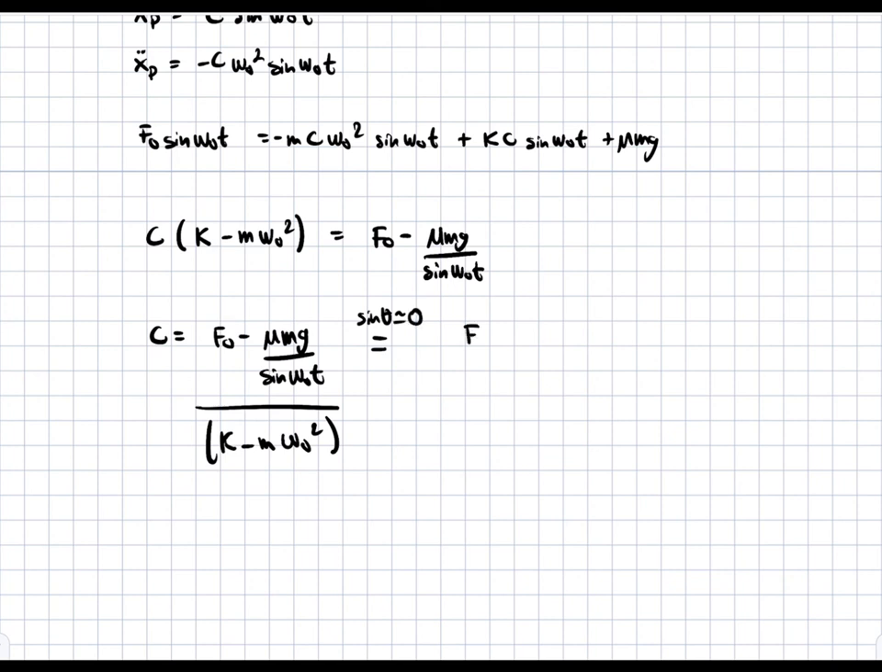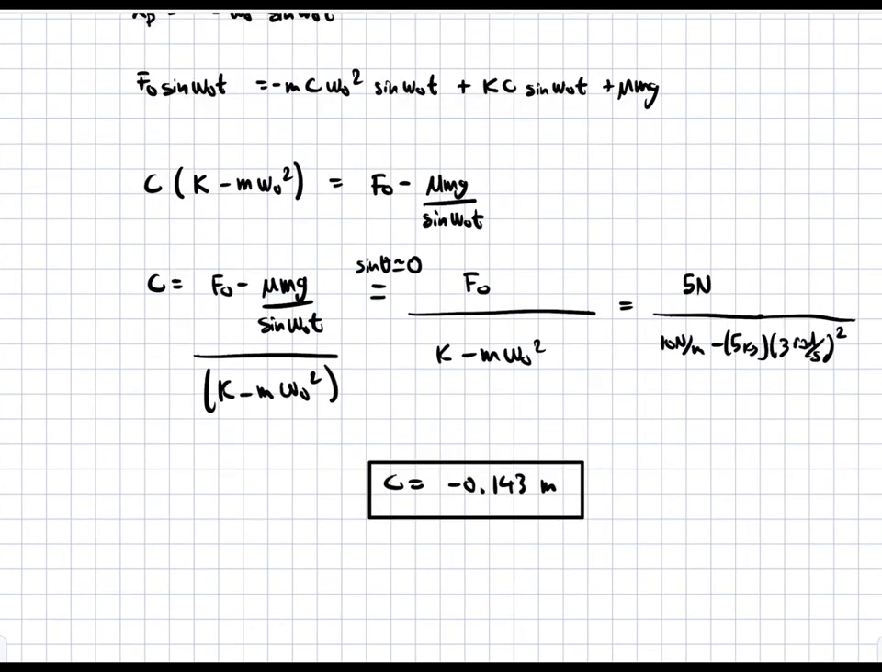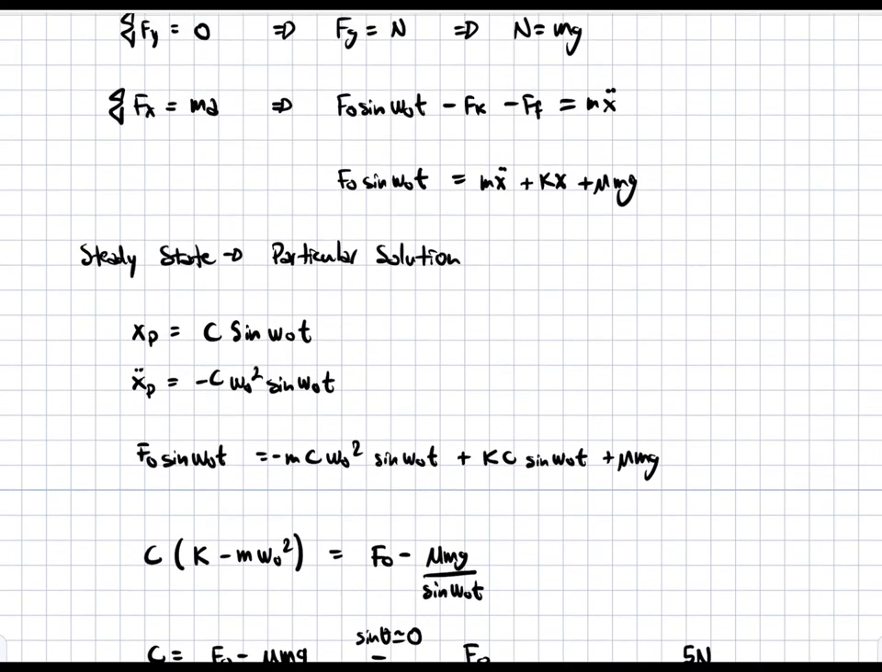We get F naught over k minus m omega naught squared, and we have all of these numbers. F naught we're given is 5 newtons, divided by k, which we are given is 10 newtons per meter, minus m, which is 5 kilograms, times omega naught squared, which is 3 radians per second squared. And so the final answer is c equals negative 0.143 meters, which is the maximum amplitude.